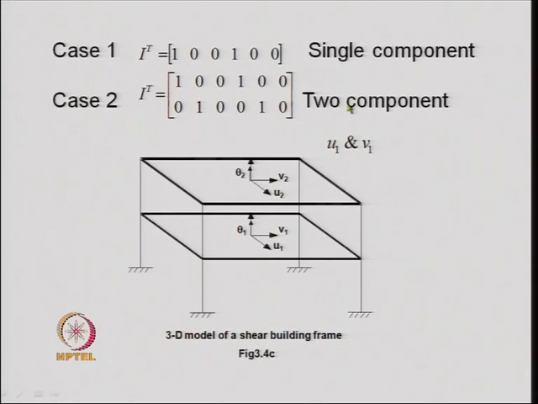Similarly, if there is a two component earthquake, then the influence coefficient vector becomes 1, 0, 0, 1, 0, 0 in the first column, and this is actually a column. Then for the second column, you'll have 0, 1, 0. This one indicates the ground motion in the V direction. The 0 here represents that there is no torsional ground motion. So for the three-dimensional frame, we see that we have an I like this.